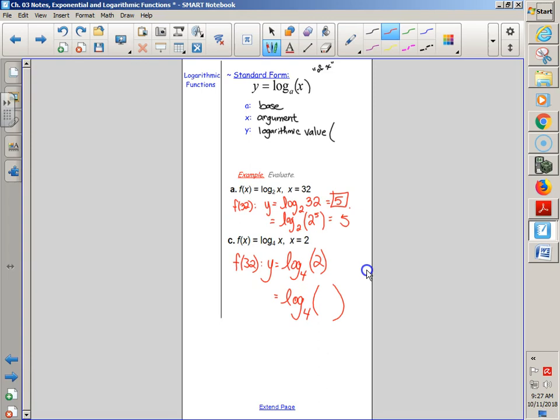Nope, a power. 4 to the 1 is 4, too big. 4 to the negative 1 is 1/4, too small. What's something in between 1 and negative 1? 4 to the 0 is 1, too small. What's something between 0 and 1? Why does 1/2 work?